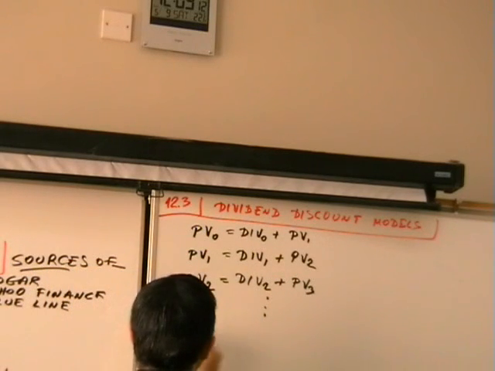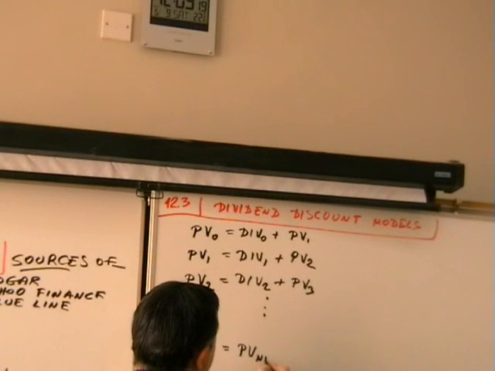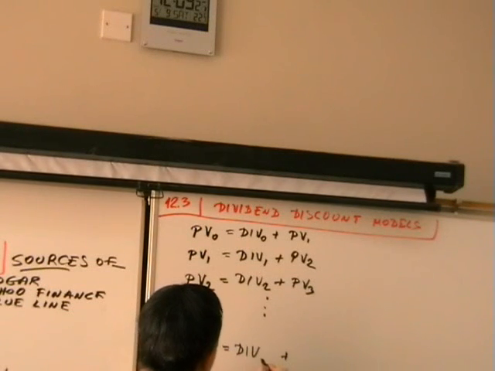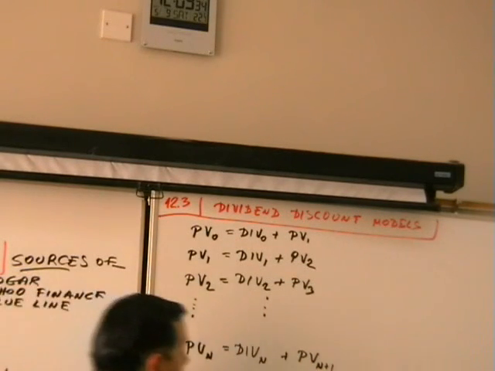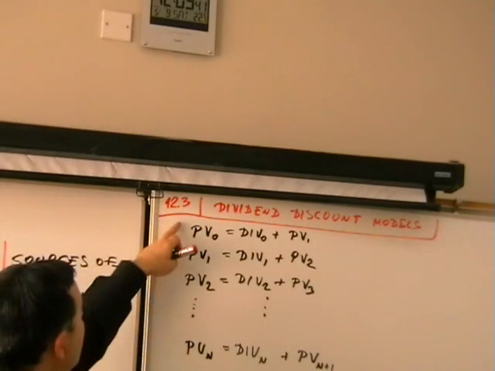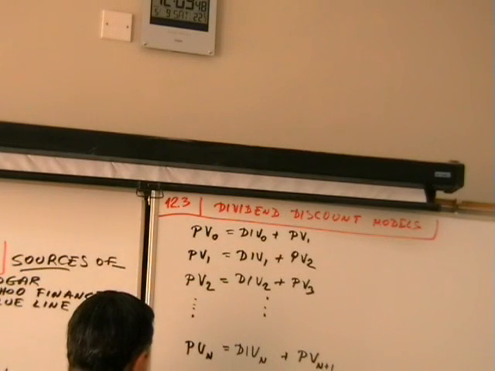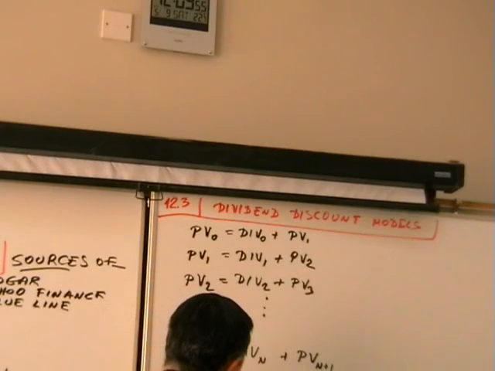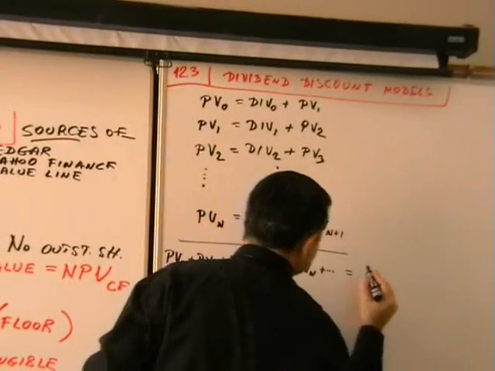Here's why. So all we do right now is sum, and we say PVN is equal to PVN plus 1 plus dividend n plus 1. Dividend, that's my mistake. Sorry, guys. And now I sum up. When I sum up, what happens is PV0 plus PV1 plus PV2 plus dot dot dot plus PVN plus dot dot dot equals two things.